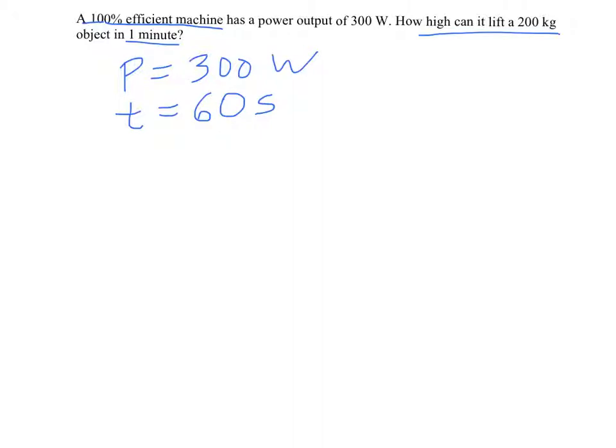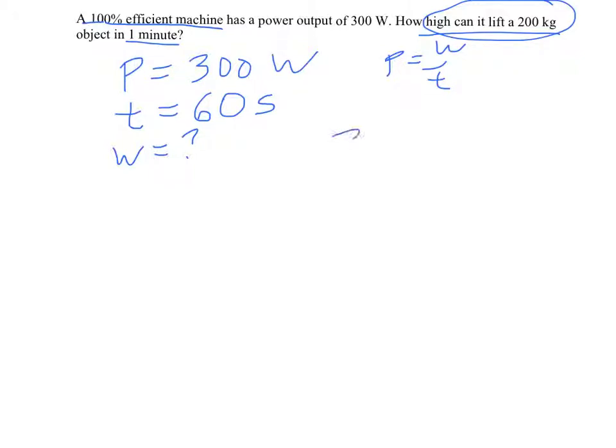Now, right away, you might notice we have power and time. And if we have power and time, that means we can find work. We might not know what to do with this information yet, but if you know power and time, we have the equation, power is work over time. Let's just solve for work, even if we're not entirely sure what to do for it yet.